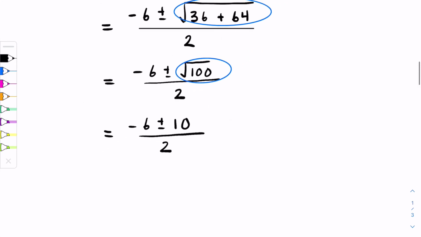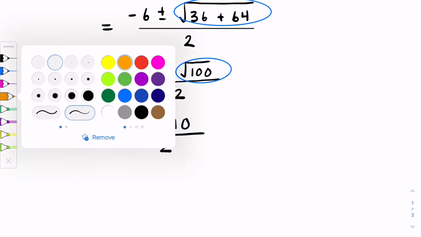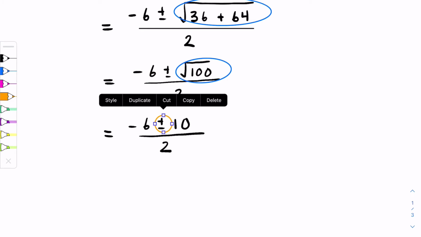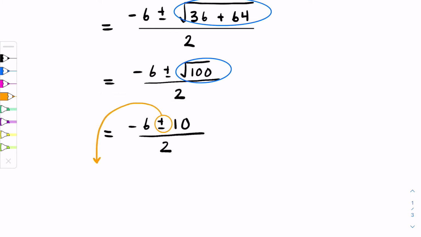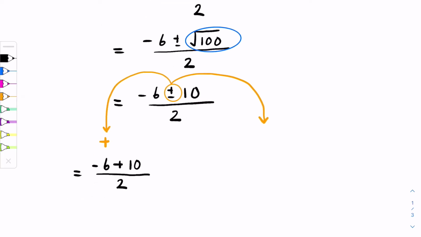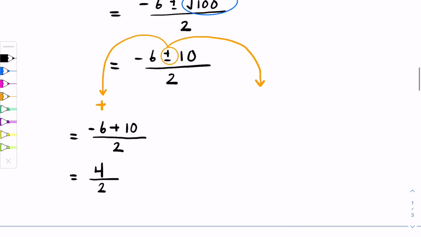All right, we have two answers. You need to be very careful of this plus or minus sign. Given two answers, I'm going to simplify each one separately. I'll start with the positive answer of 10. That means I simplify negative 6 plus 10 in the numerator, which is 4, divided by 2, which is equal to 2. So that's one of our solutions.